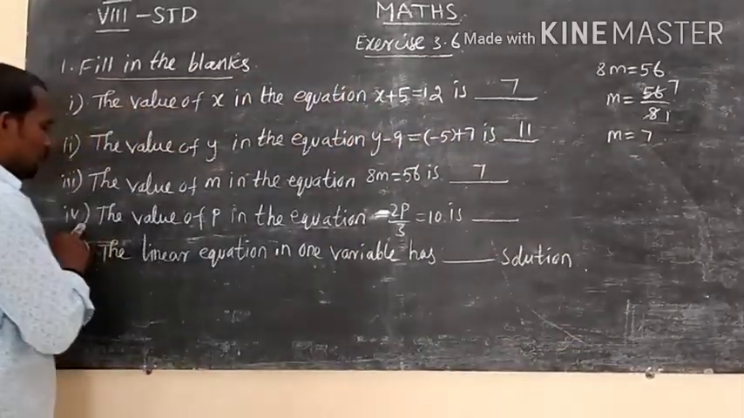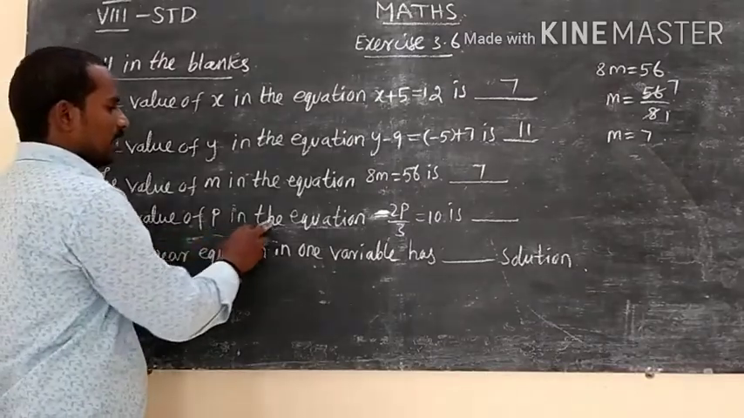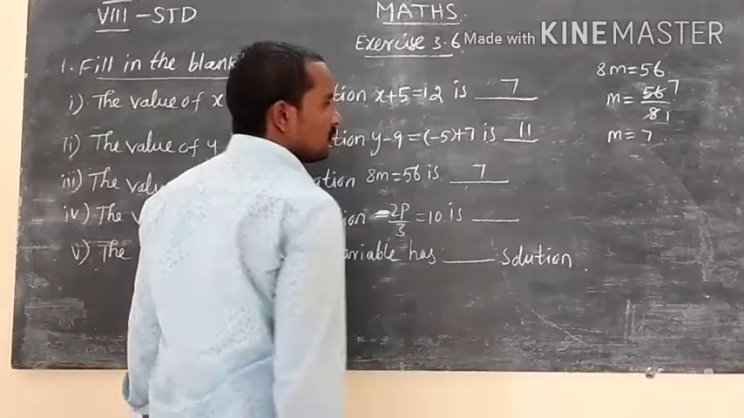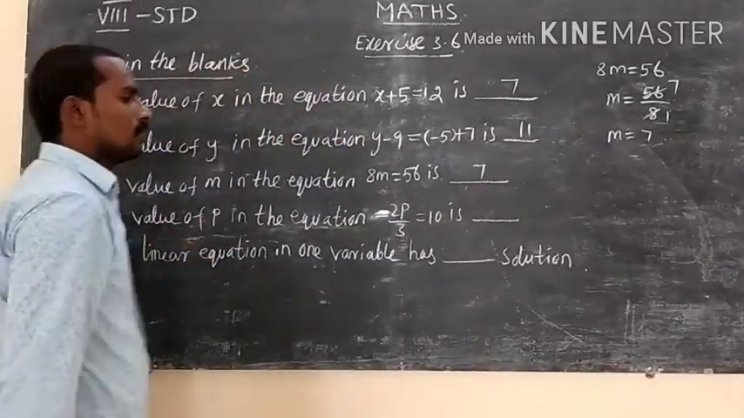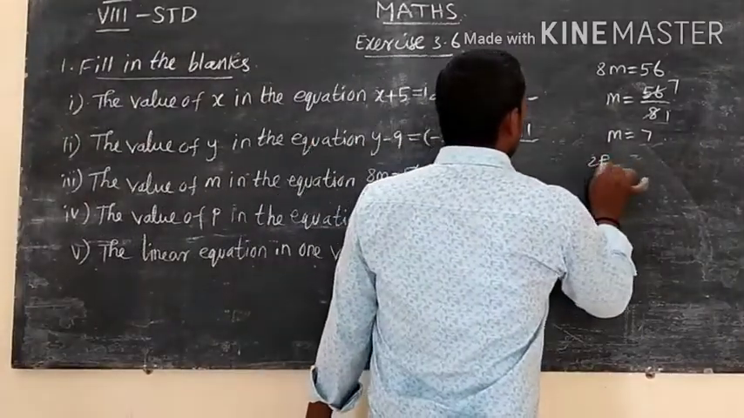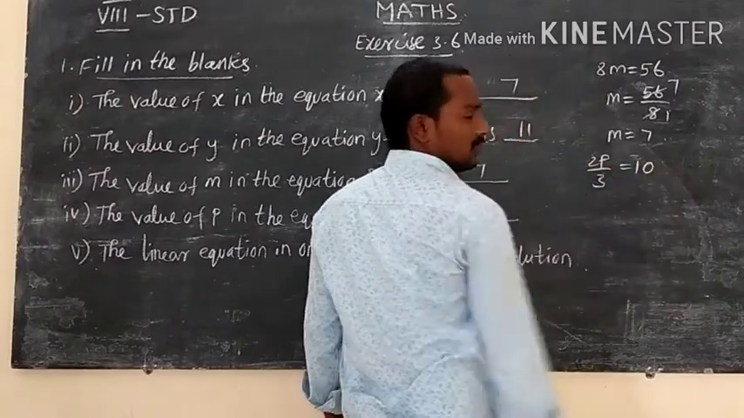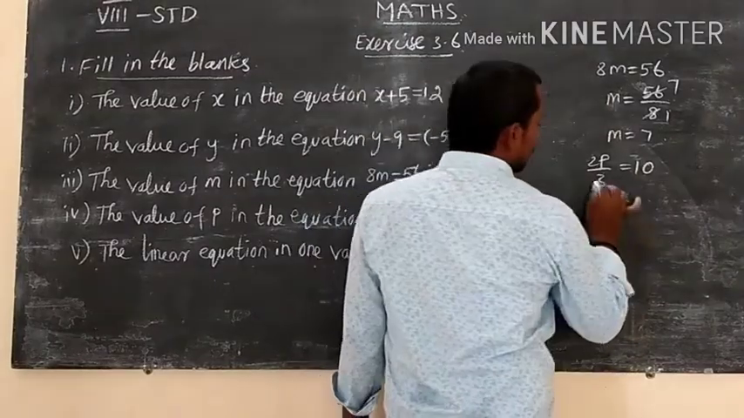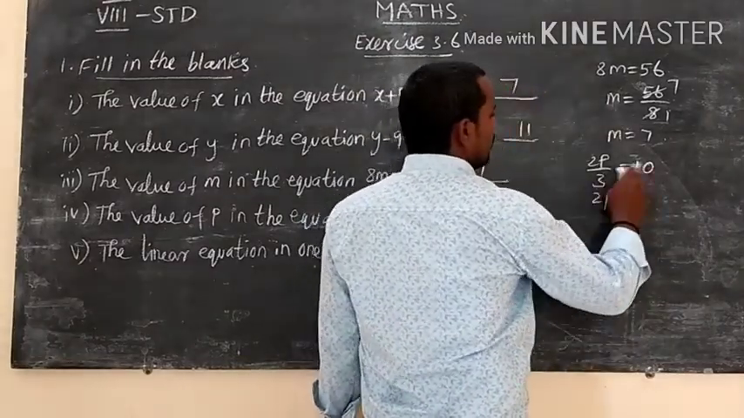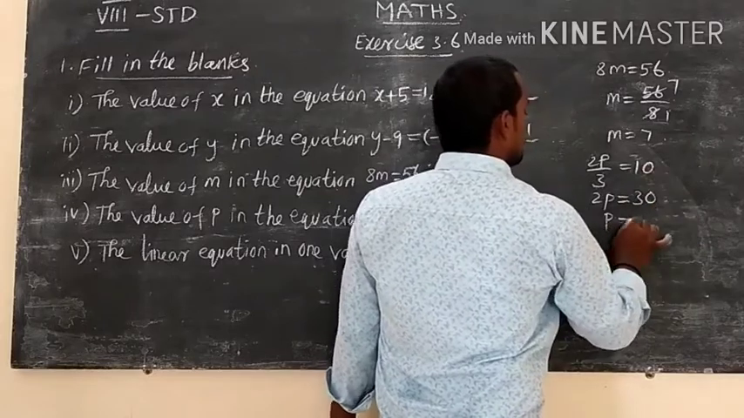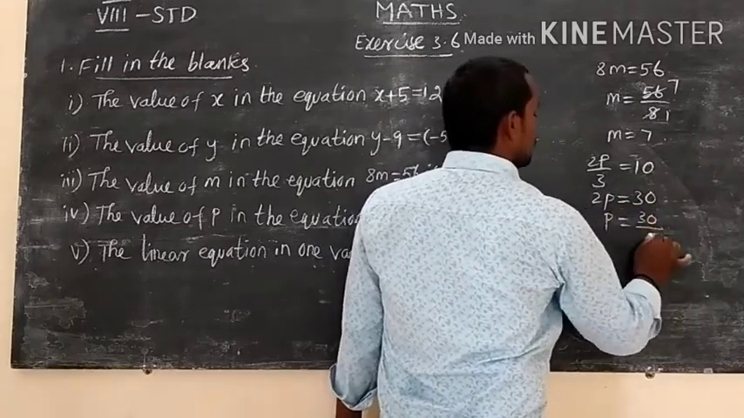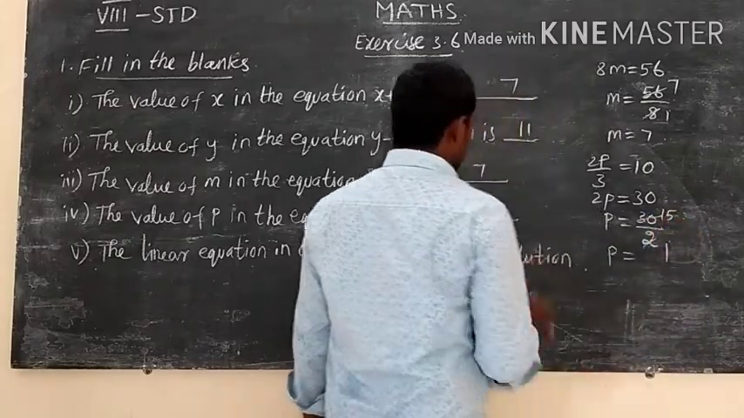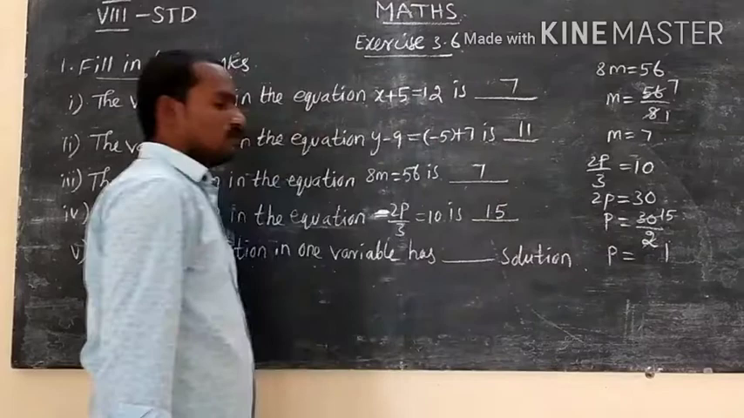Then the fourth question. The value of p in the equation 2p divided by 3 equals 10 is what? Now I want to find the value of p. The given equation is 2p divided by 3 equals 10. Making the cross multiplication, 2p equals 3 tens, which is 30, so p equals 30 divided by 2. 15 twos are 30. The value of p is 15.